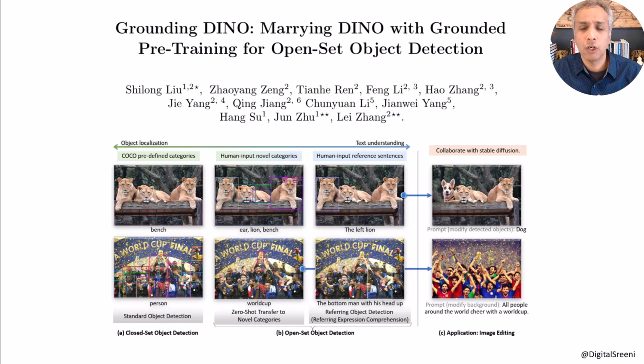The third thing is cross-modality fusion happens at multiple stages. This specific paper introduces a feature enhancer, language-guided query selection, and a cross-modality decoder. These modules continuously fuse text and visual information so the model can localize the objects described by text prompts or expressions.